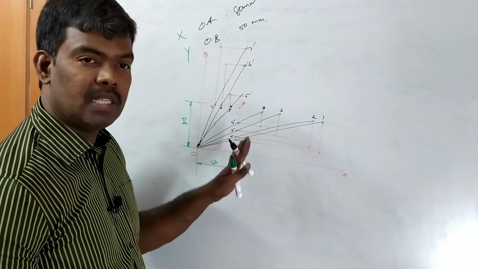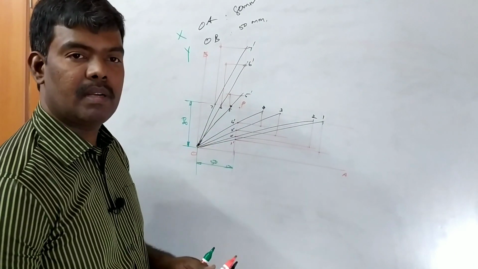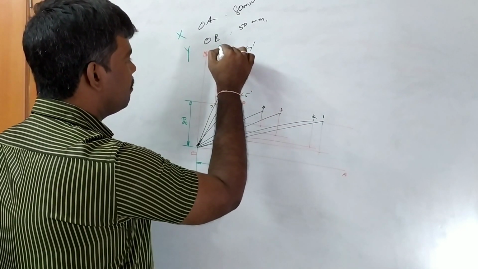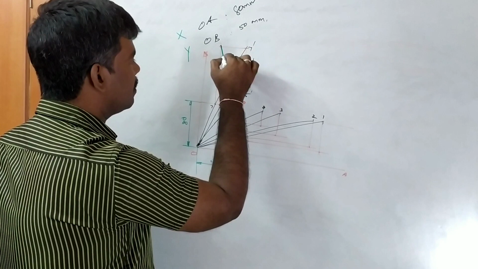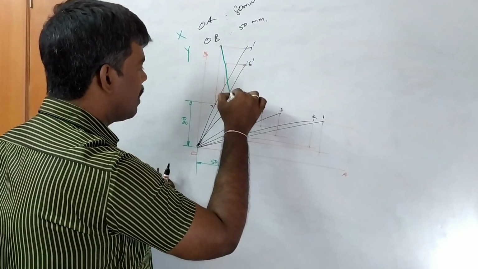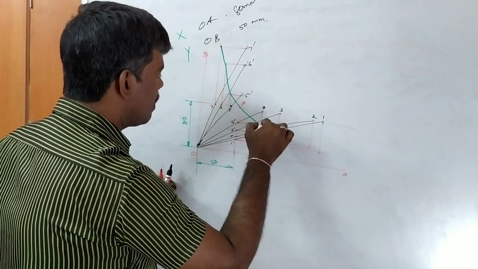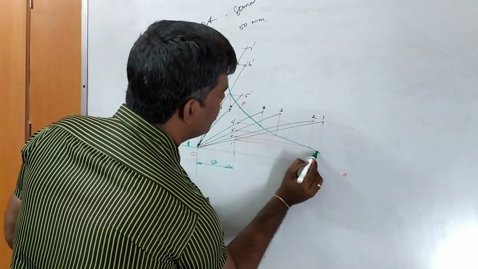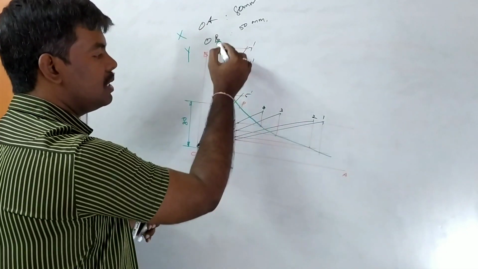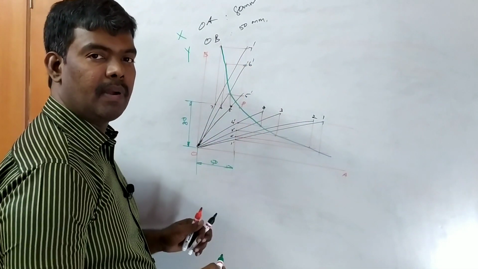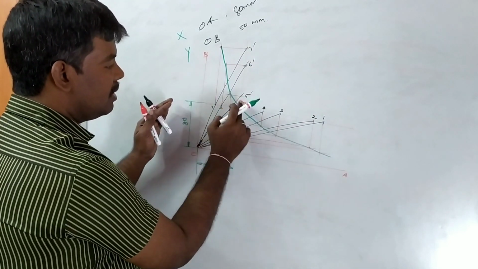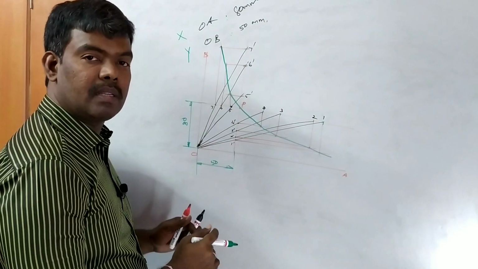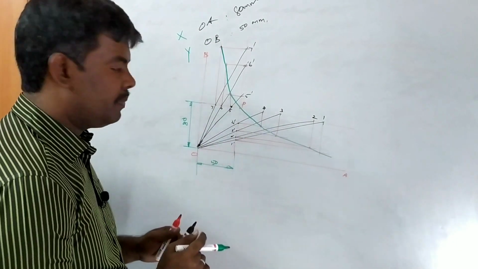Now all the locus points, including the curve point P, you join by freehand or by using a French curve. So this is the rectangular hyperbola. Because the two asymptotes are at 90 degrees to each other, we get one rectangle. Therefore this hyperbolic curve is called a rectangular hyperbola.